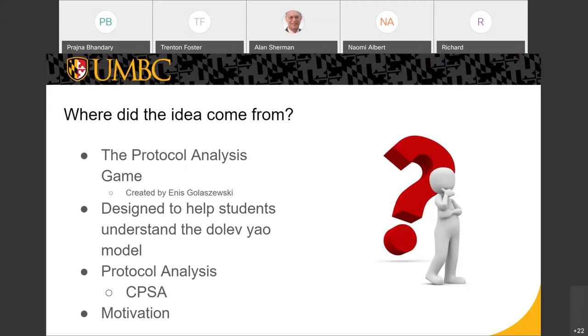The game is designed to help students understand the Dolev-Yao model, as well as prepare them for doing protocol analysis using the CPSA, or Cryptographic Protocol Shapes Analyzer, tool. And it works really, really well for that. The motivation we had is to fix some of the issues that were in both of those versions and make it more accessible to the general populace. Next slide.